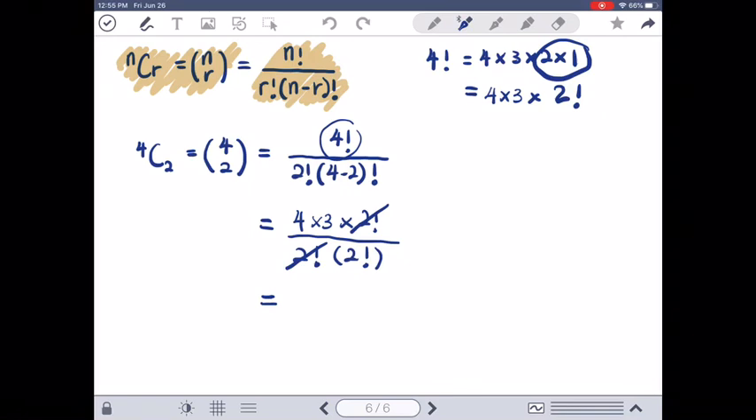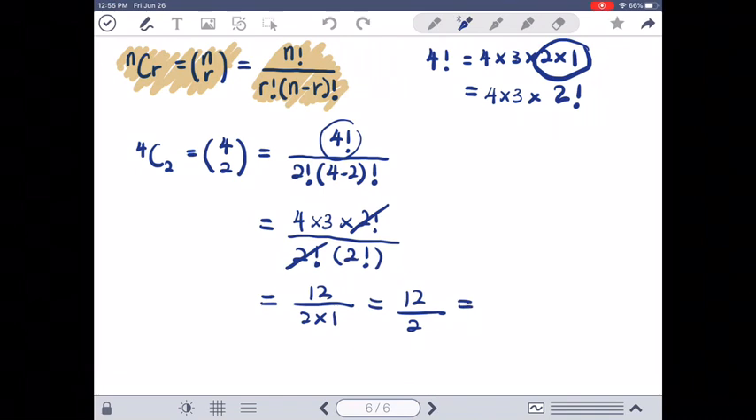So 4 times 3 is equal to 12, divided by 2 factorial, which is 2 times 1, so 12 over 2. The answer should be 6. But if you have a calculator, you can just press 4C2 and you will get the answer. But again, I say that you need to know the definition of nCr, because you will need to use this definition in order to answer questions.